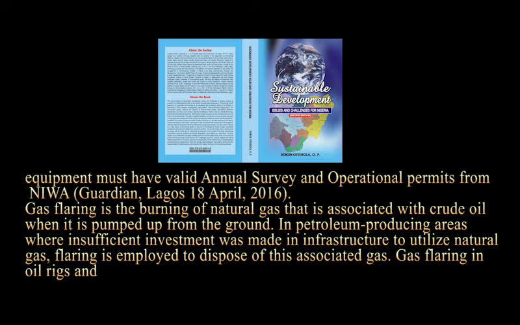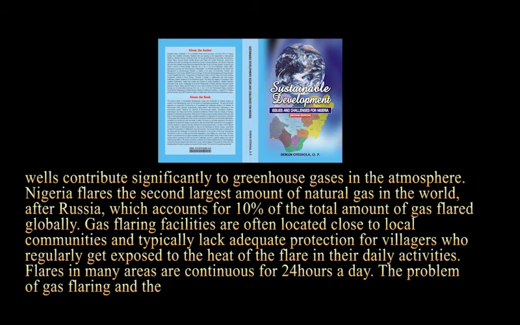Gas flaring is the burning of natural gas that is associated with crude oil when it is pumped up from the ground. In petroleum-producing areas where insufficient investment was made in infrastructure to utilize natural gas, flaring is employed to dispose of this associated gas. Gas flaring in oil rigs and wells contributes significantly to greenhouse gases in the atmosphere. Nigeria flares the second largest amount of natural gas in the world, after Russia, which accounts for 10% of the total amount of gas flared globally.